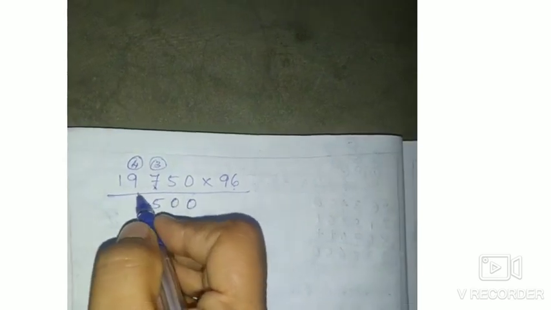6 zeros are 0. 6 fives are 30. 6 sevens are 42, 42 plus 3 is 45. 6 nines are 54, plus 4 is 58. 6 ones are 6, plus 5 is 11. Next, start with 9. 9 zeros are 0. 9 fives are 45. 9 sevens are 63, 63 plus 4 is 67. 9 nines are 81, 81 plus 6 is 87. 9 ones are 9, 9 plus 8 is 17.